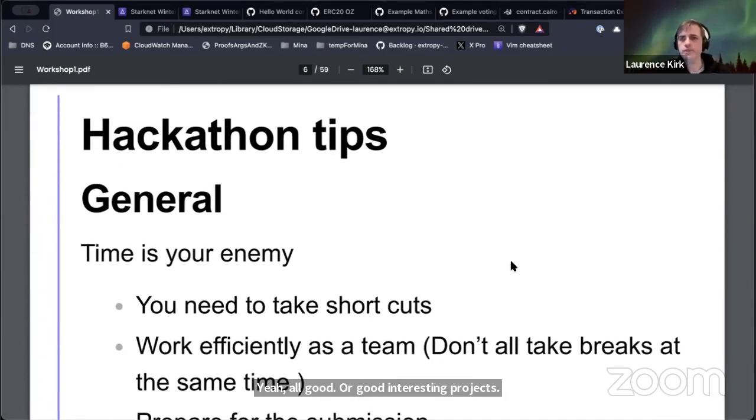Okay, so let's talk generally about hackathon tips because, as I say, this workshop is very much about preparing you for the hackathon, and so I want to share my experience. I've participated in a few hackathons. I've also been a judge in a number of hackathons.